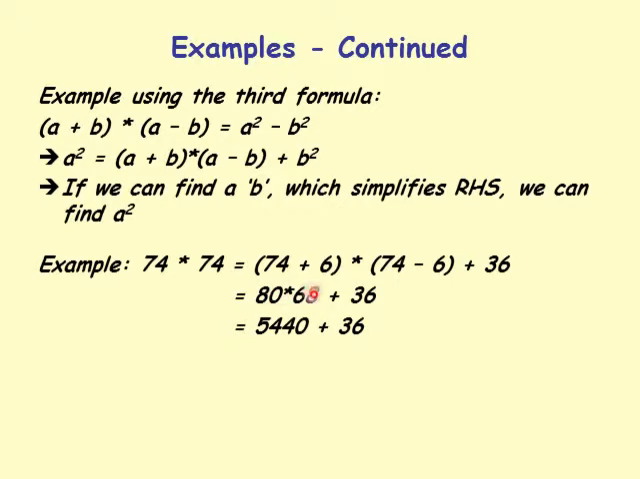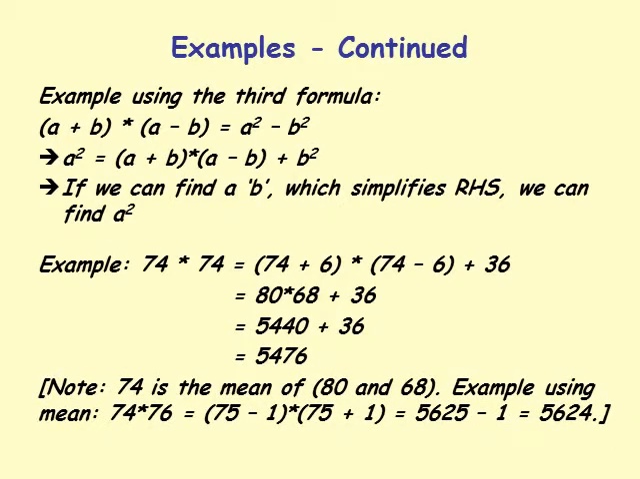So if you multiply 80 times 68, 8 times 8 is 64, there's 4 here, and 8 times 6 is 48 plus the carry 6, 54. 5440 plus 36, that's 5476.